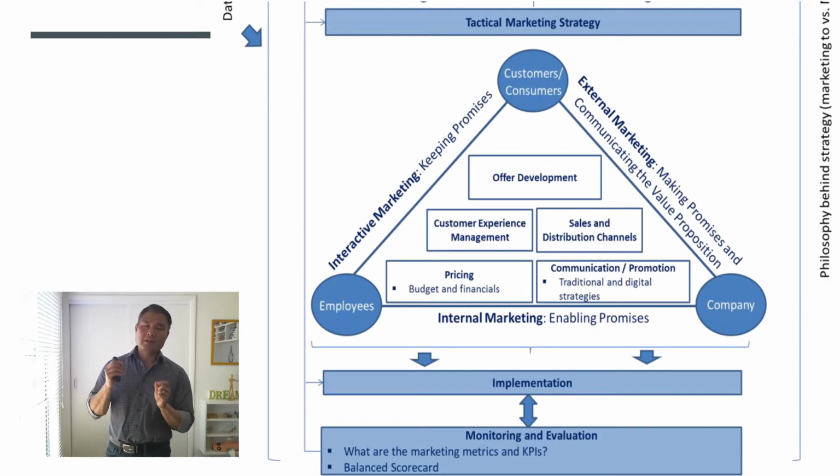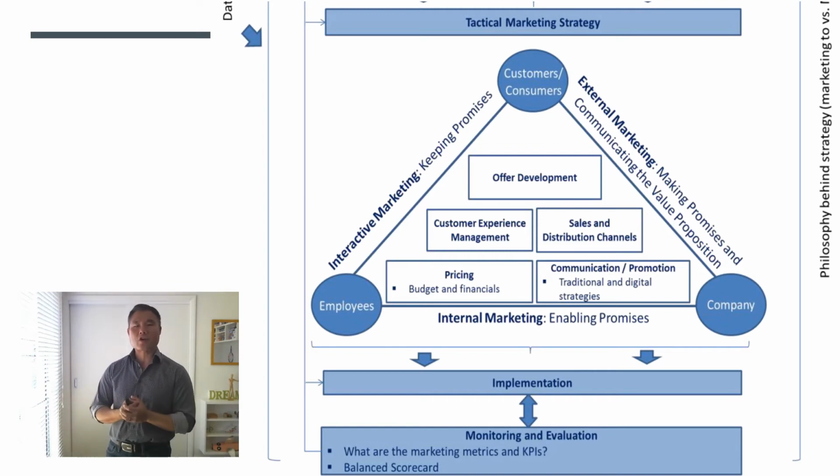And then between the customer and the employees, that's the interactive marketing. So this is what the staff need to do in order to keep those promises that the company has just made to the customers. And then down the bottom, linking the employees with the company is internal marketing, right? So this is the stuff that you do that helps your staff deliver on those promises, right? It's enabling them to make those promises possible. And so those three components between your staff, your customer, and your company have to be aligned.